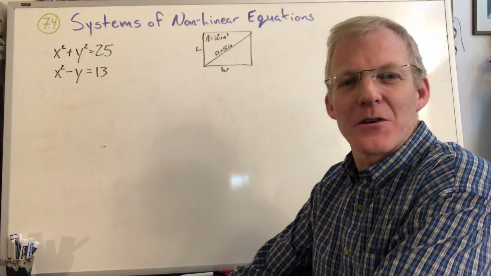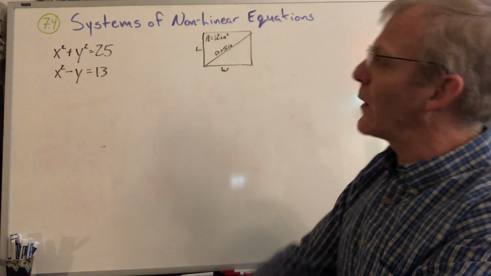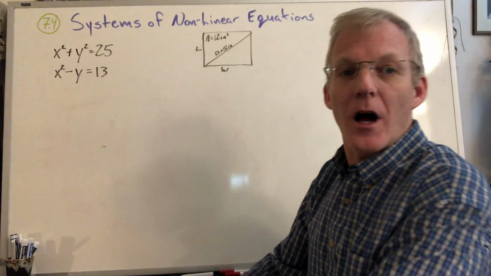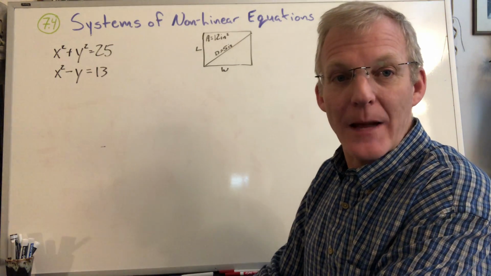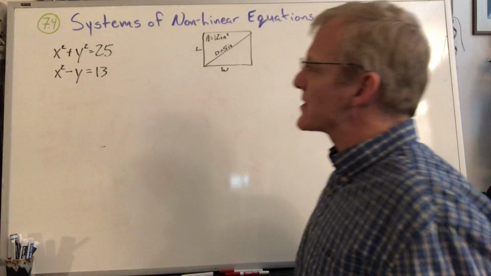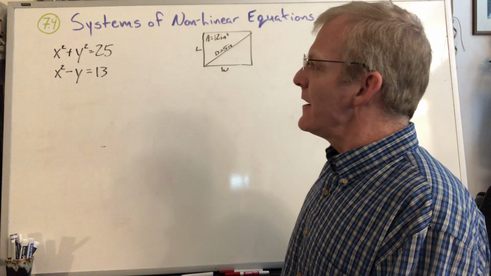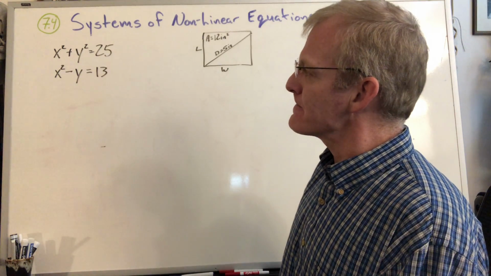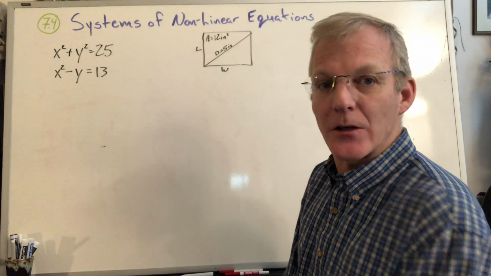Okay, welcome back, folks. Here's the second video about systems of nonlinear equations. In this one, we're going to do a more complicated example, not very much so, and a word problem, an application problem. So here we've got this problem, x squared plus y squared equals 25, and x squared minus y equals 13. Now, if we look at it, we could go either direction, substitution or elimination. This one's pretty good for either.